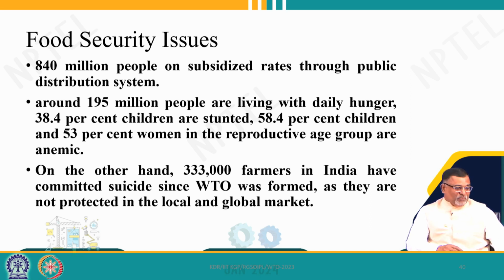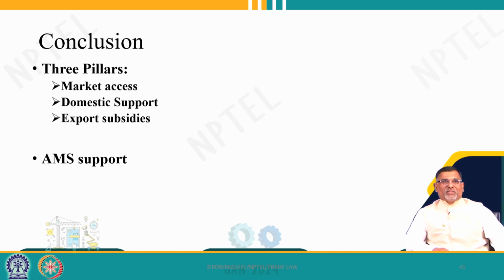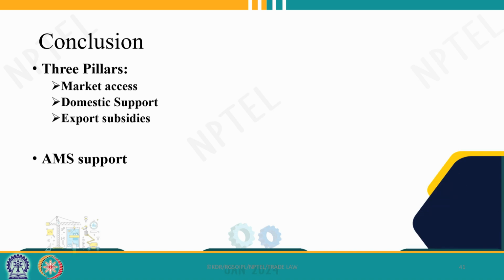This is local policies, and the WTO agriculture agreement has contributed only a little, because still the agriculture market is not opened up in India. So, if the farmer suicides are 3,33,000 without opening the market, then you can imagine what the numbers will be once the agriculture market is open. So, in this class we discussed the three pillars of the agriculture agreement: one is market access, second is domestic support, and third is export subsidies.